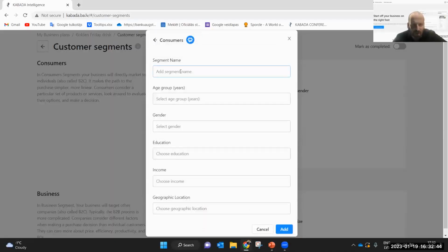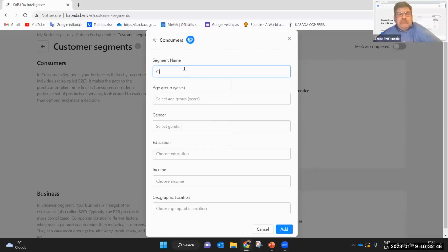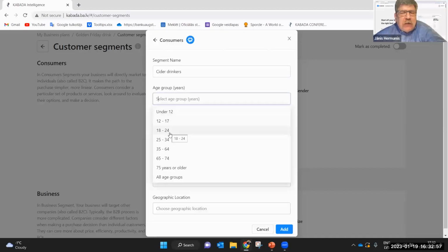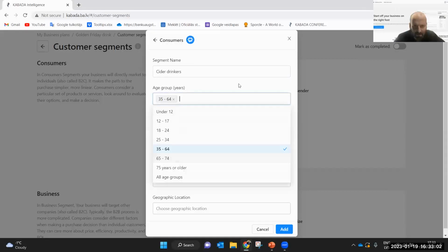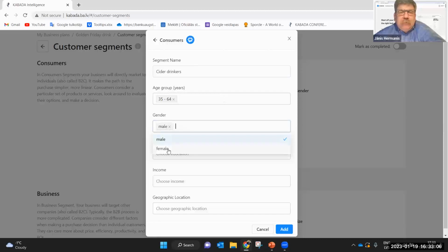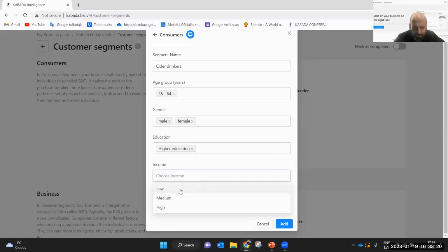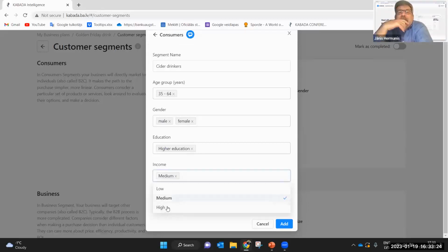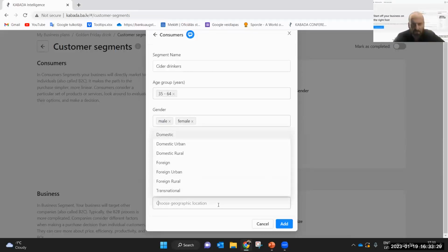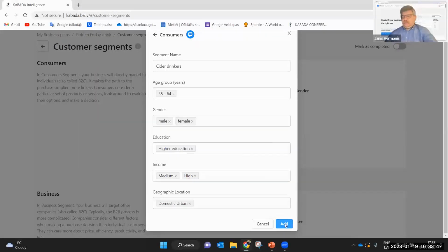Let's add the segment. How will we call it? Cider drinkers. Good. Age group: 35-64. So we will focus on them. Gender? Both. Education? Perhaps higher education, not secondary. Income? Medium and high. And finally, domestic, urban, rural, foreign, exports? Domestic, urban. Good. So this is our basic segment.